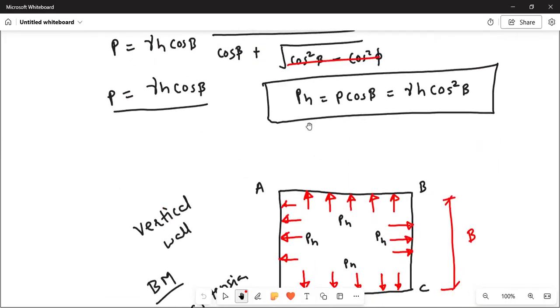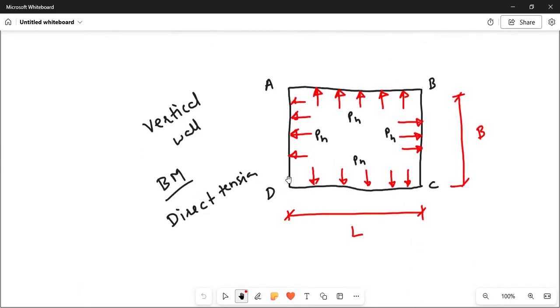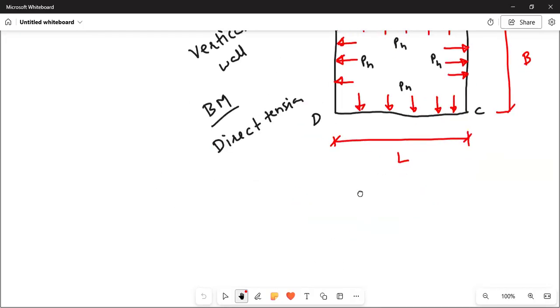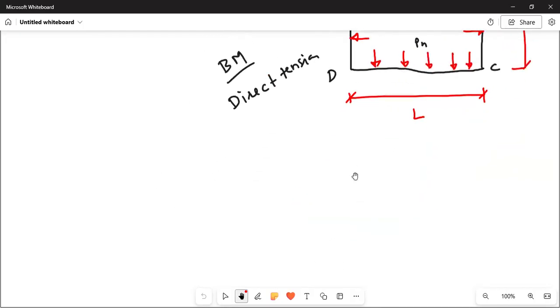So pH, the horizontal pressure exerted on the wall is given by gamma h cos square beta. Okay, so this is the rectangle or square bunker, whatever. If the sizes are similar, then it will be called a square bunker. If the L and the B are different, then it will be called a rectangular bunker. So the design is similar, okay? So we will start with the design of the vertical wall.